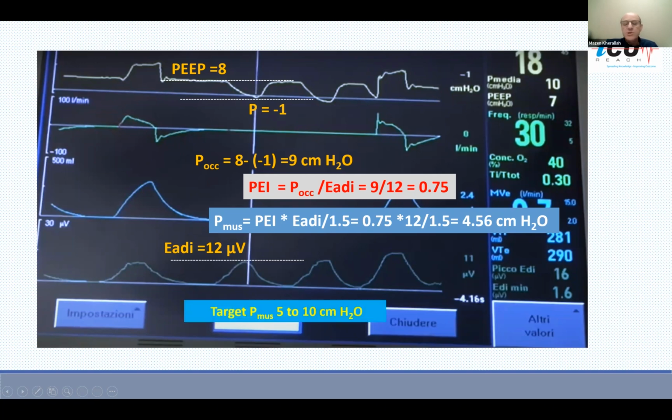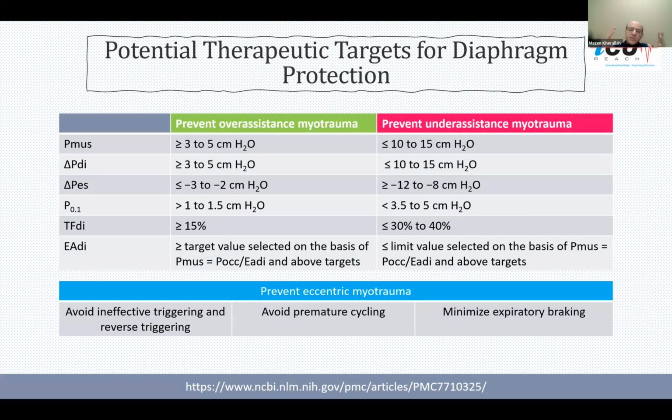The target muscle pressure, as we said, is 5 to 10. So I put the targets for you here. This is what you need to prevent in any diaphragmatic protection. You need to prevent over-assistance myotrauma by maintaining the muscle pressure above at least 3. As I said, I give you the lower limit of 5. 5 would be perfect. Change in diaphragmatic pressure, it should be more than 5.